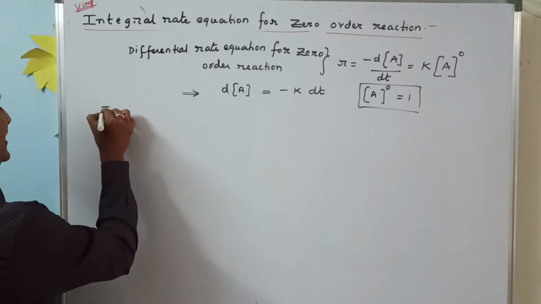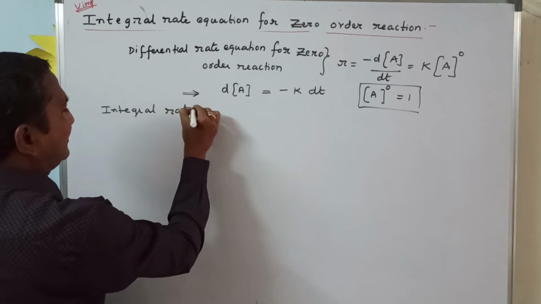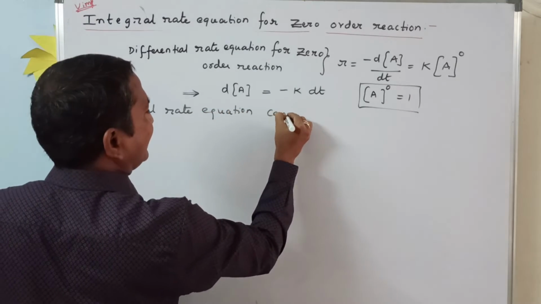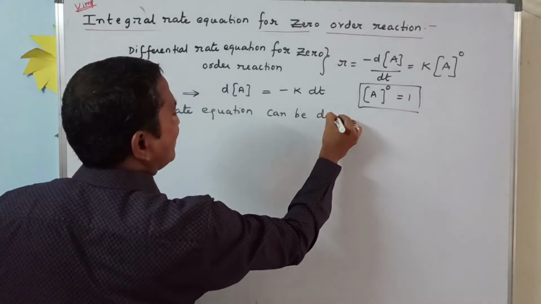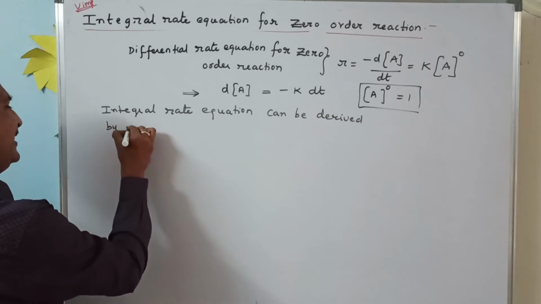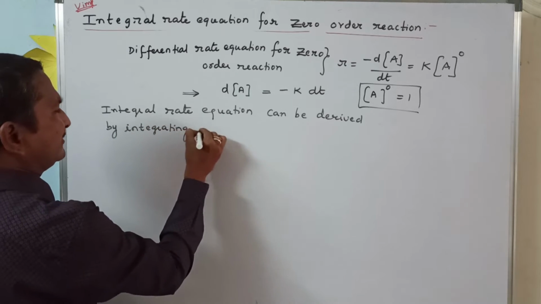See, the integral rate equation can be derived by integrating the differential rate equation.